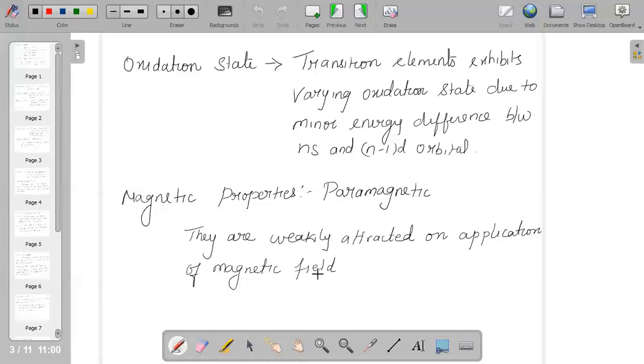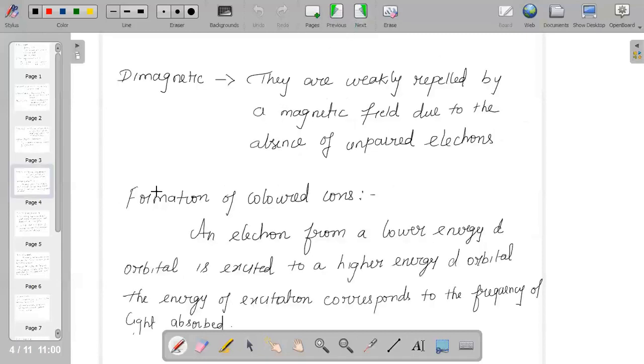And the magnetic moment of the element we calculate with the help of a formula: mu is equal to root of n into (n plus 2), where n is the number of unpaired electrons.